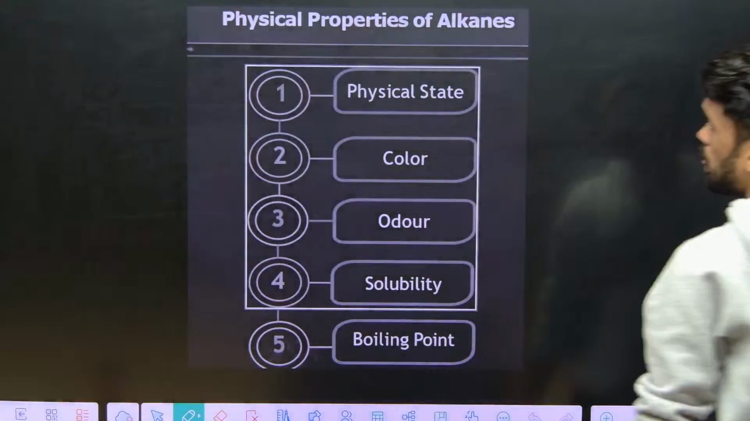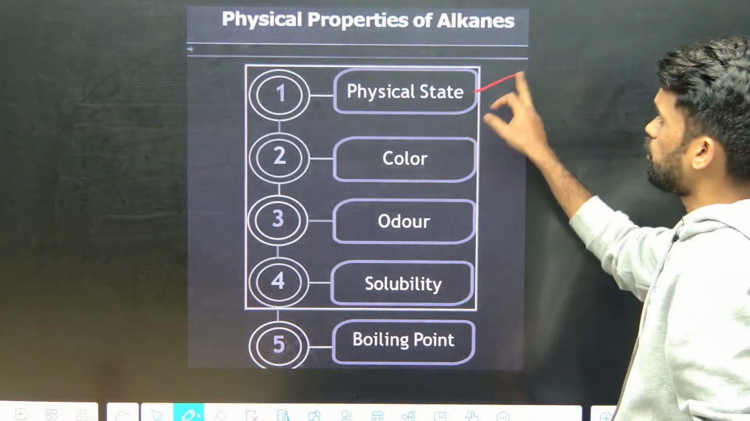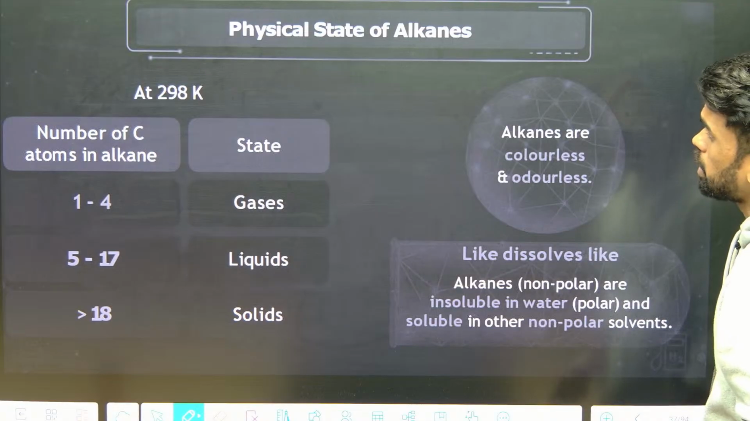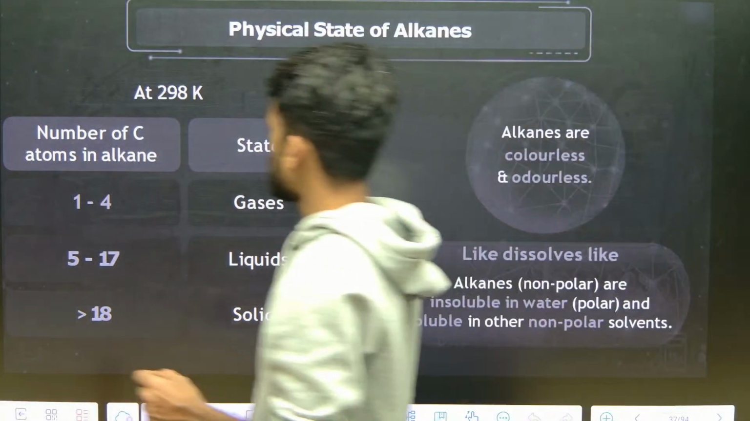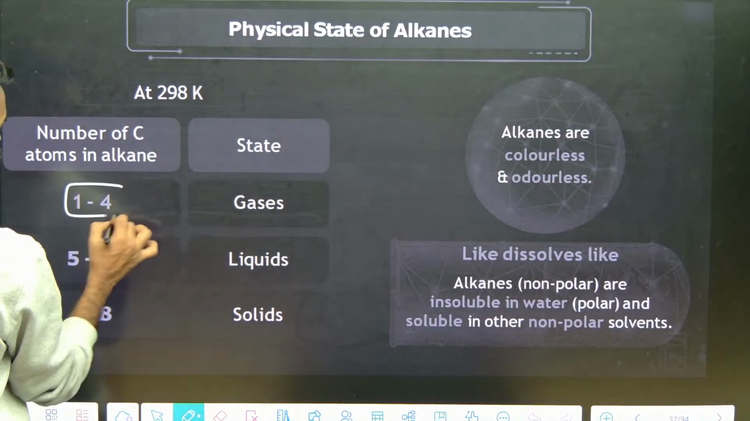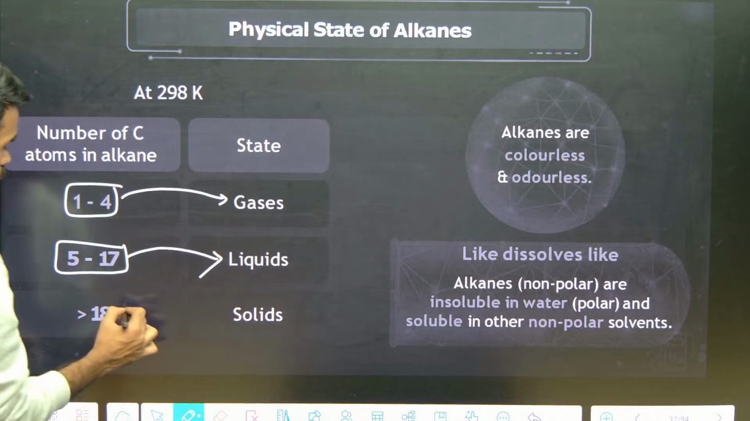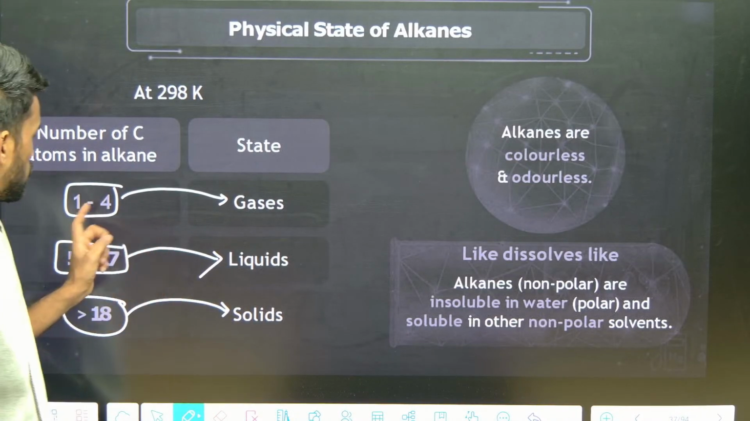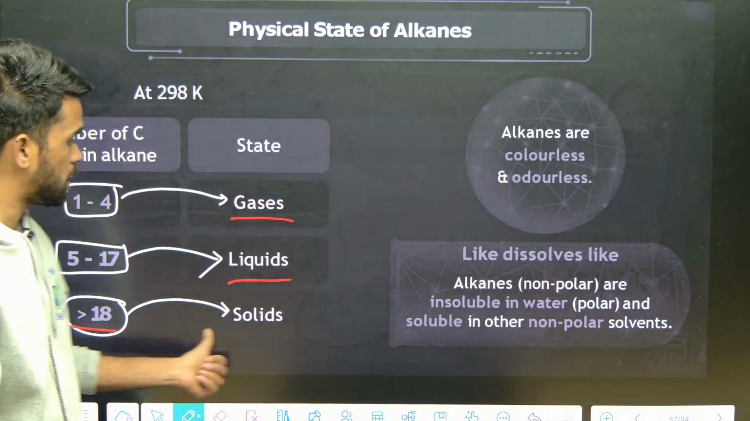Next thing here, physical properties. Just now I have explained physical properties like boiling point, I mean how to solve boiling point type questions. Again remember, alkanes from 1 to 4 carbons are gases, 5 to 17 are liquids, and above 18 are solids.